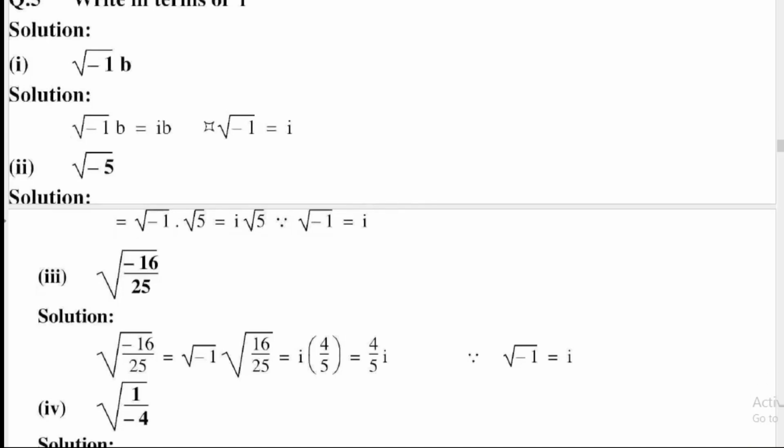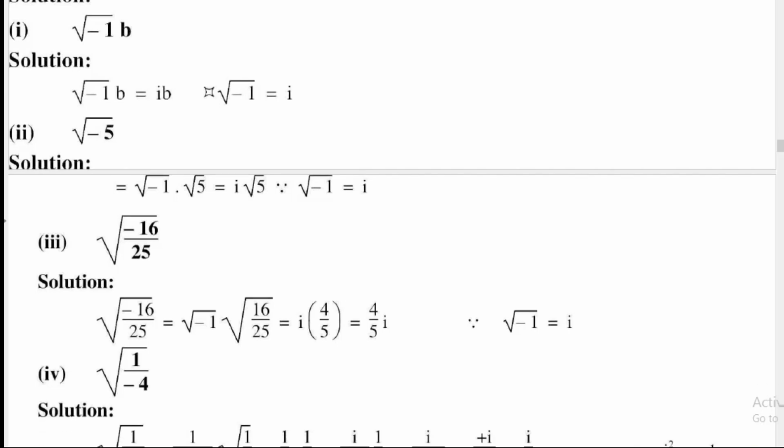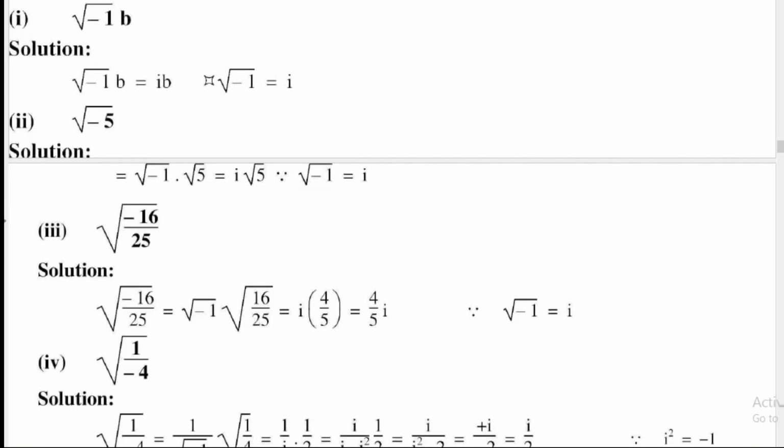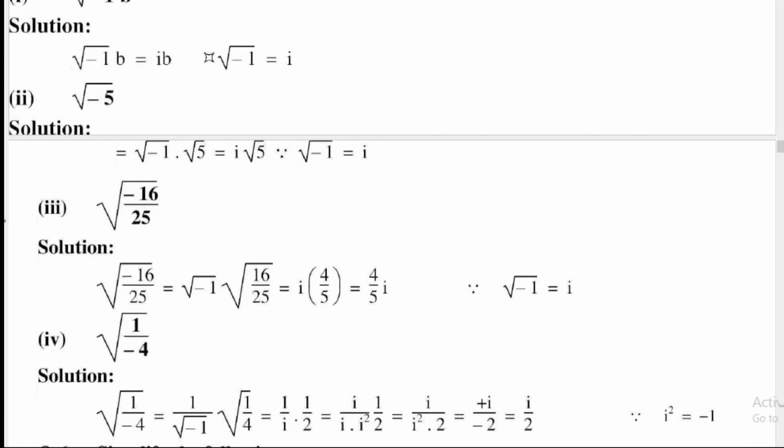Next part 4, that is under root of 1 divided by minus 4. So minus common, 1 divided by under root of minus 1 separate and under root of 1 divided by 4. So 1 divided by iota, because under root of minus 1 is iota. Under root of 1 divided by 4 can also be written in the form of 1 divided by 2. So 1 divided by iota, divided by 2, that is 1 divided by 2 iota.